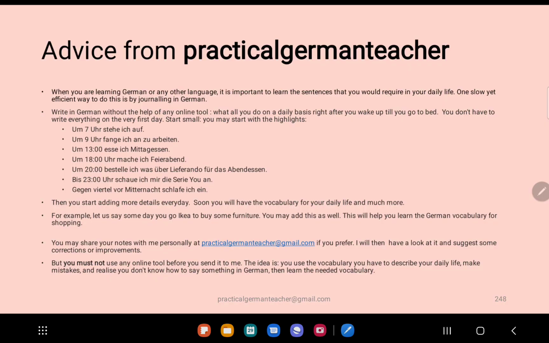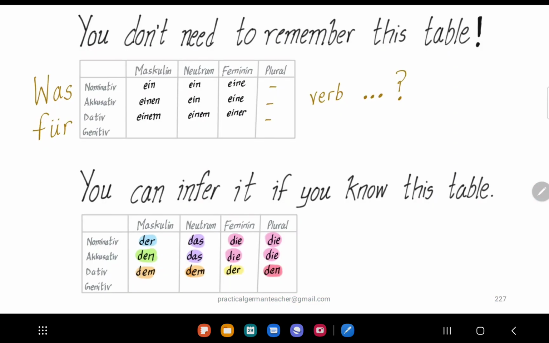Okay, let's look at, yeah, I also wanted to say one more thing. It looks like that slide is not there, but sometimes it will be like this. So when you say was für and use one of these articles, and you are using a noun, you don't have to remember this ending. So if I want to say was für ein Arzt bist du, it will be was für ein Arzt bist du. But if I leave out the noun, and I only use the article, then I will have to say was für einer bist du.